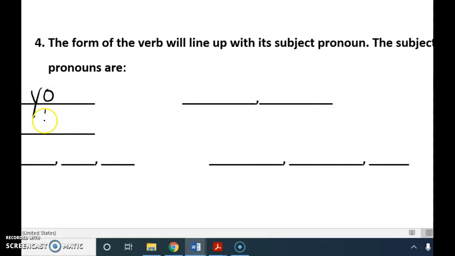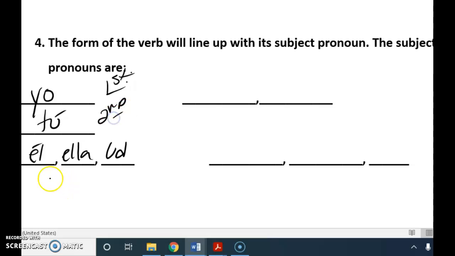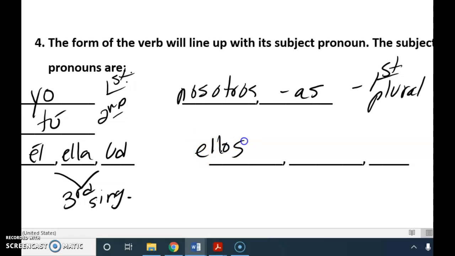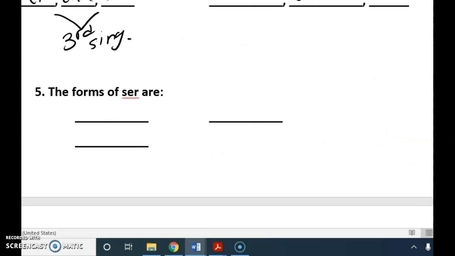So yo, ella, usted, again, first person, singular. Second, singular. These three, everything in the first column is singular. Nosotros and nosotras, those are first person, plural. That's their position. As ellos, plural of ella is ellas. The plural of usted is ustedes. Those are subject pronouns.